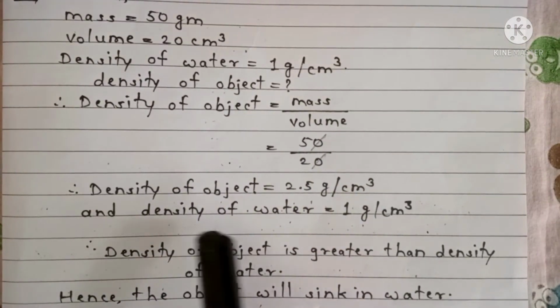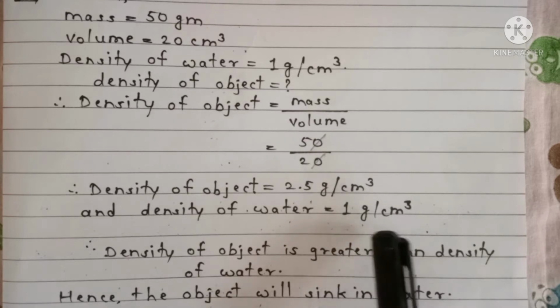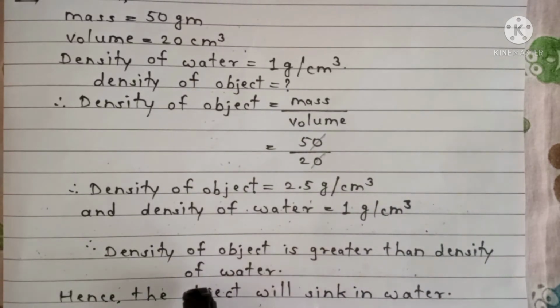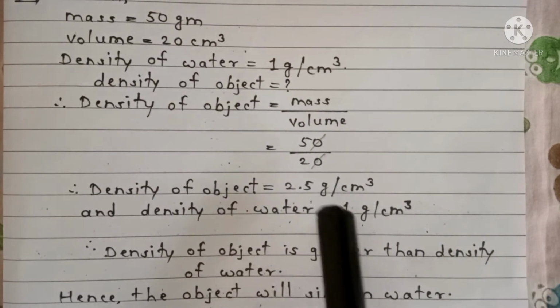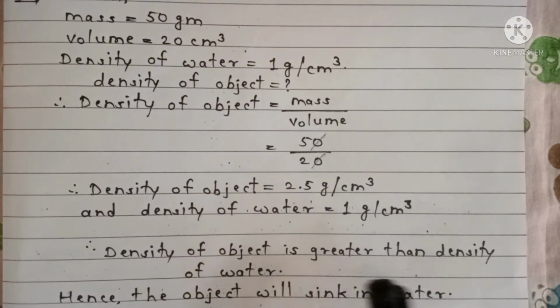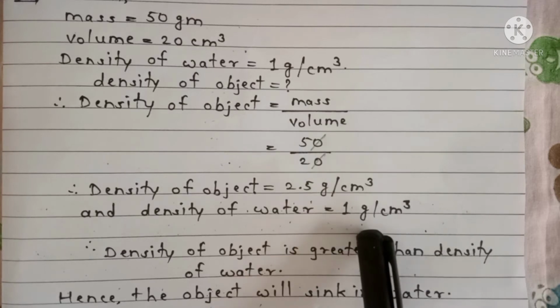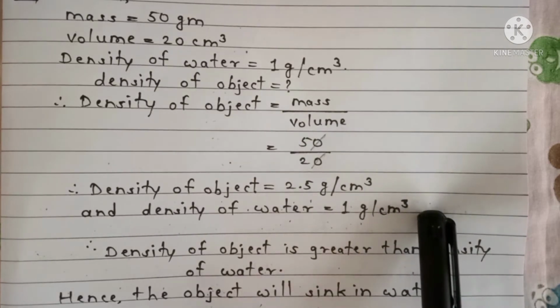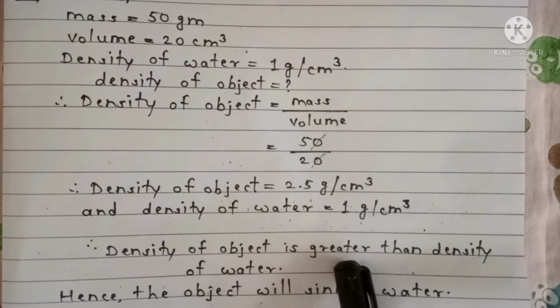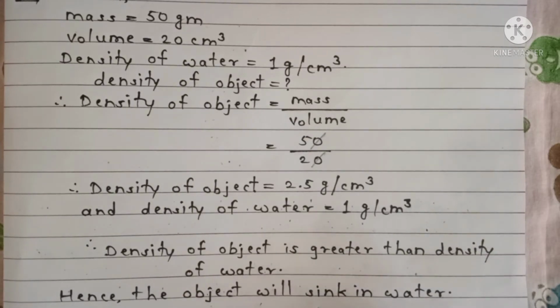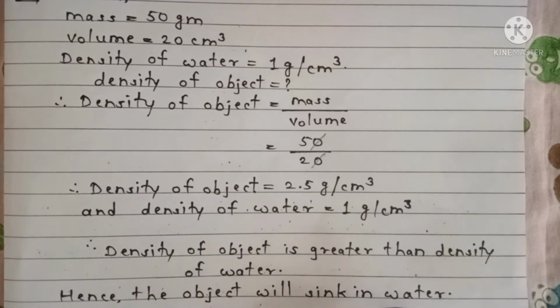Okay, and we know, children, the density of water is 1 gram per centimeter cube. So therefore the density of this object, that is 2.5, is greater than the density of water, that is 1 gram per centimeter cube. If the density of the object is greater, then obviously the object will sink in water. So we can write: hence the object will sink in water.